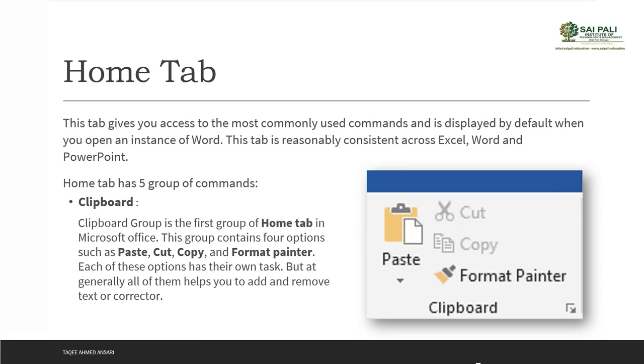Now, the first group is the Clipboard. In the Clipboard group, this is the first group of the Home tab. Now this group contains, as we can see here, commands to copy the text. That means if we want to copy the text, we can copy from here. How will we copy? We simply select the text and press this command to copy, or even we can go for cut.